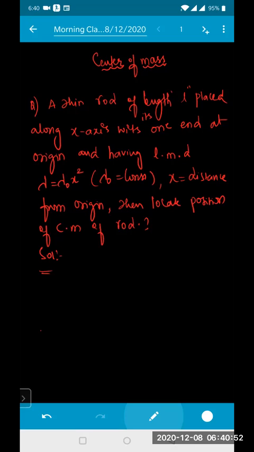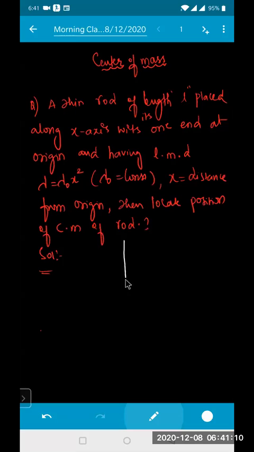We have a thin rod of length L, placed on the x-axis with one end at the origin, and having the linear mass density lambda equal to lambda naught into x square, where lambda naught is a constant and x is the distance from the origin. Then locate the center of mass.